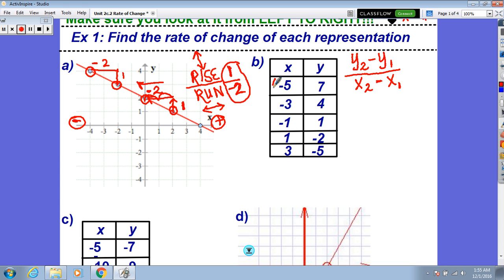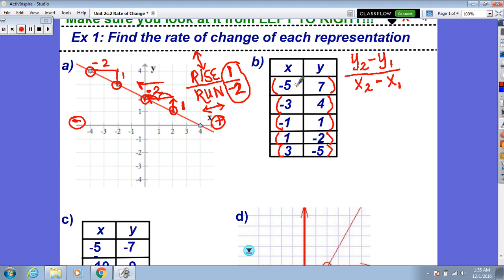Please realize that each x is paired with a y right next to it. So these are the points that I'm picking from. You get to choose any 2 points that you want to choose. They just have to come from this table, okay? And they have to be directly across from each other.